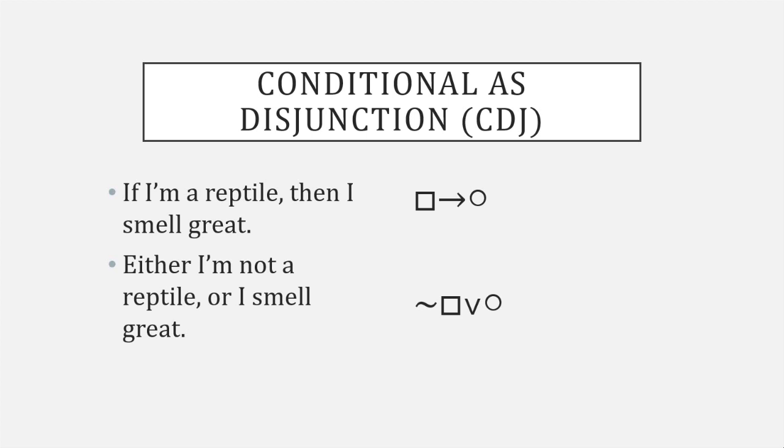So that makes the sentence, if I'm a reptile, then I smell great, logically equivalent to either I'm not a reptile or I smell great, okay? Again, there's a kind of built-in counterintuitiveness here. So if you're feeling that this is counterintuitive, it's extremely likely that what you're feeling is how weird the material conditional is.